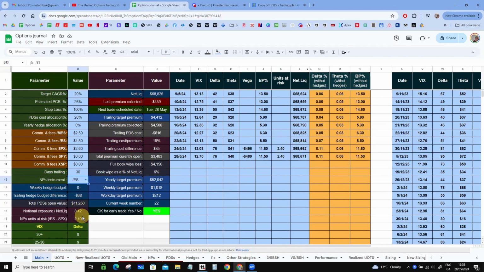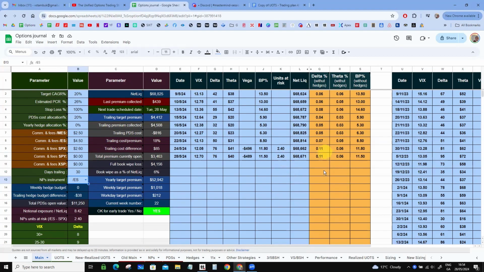And what it is to simply divide by 10 to get the ES value. So for every 10 naked puts in MES, we'll get a value of 1 for the ES. So right now I have 2.4 naked puts in ES value. And this is important because we can keep track.